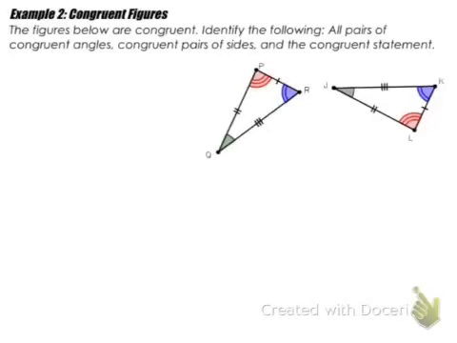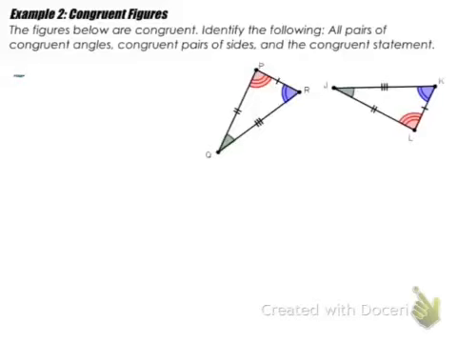In example 2, we're going to identify congruent figures with the different components that are corresponding and congruent based on our diagram. There are going to be a lot of symbols and notations that you have to recognize that will tell you what angles or what sides are congruent. It says the figures below are congruent. Identify the following: all pairs of congruent angles, congruent pairs of sides, and the congruent statement.